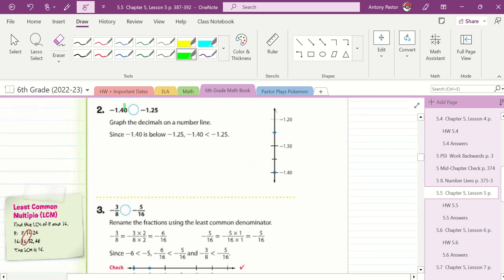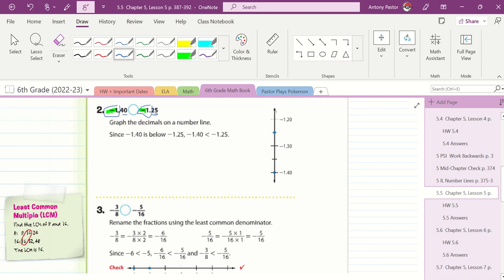Now, with example 2, both of them are negative, so I can't go on that alone. However, you are going to want to use the negative trick. Remember, the bigger the actual number is, the smaller it actually turns out to be. So let's ignore the negative 1 in front of it and just compare the decimals, because this is a negative 1 and this is also a negative 1, so they kind of cancel out. We're looking at the 40 and the 25.